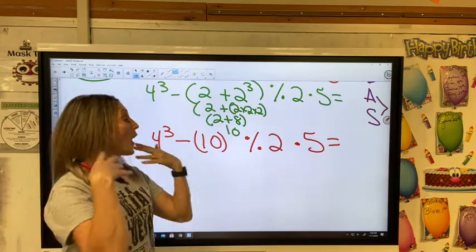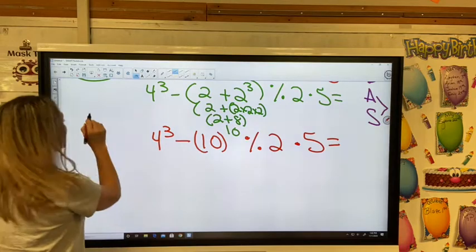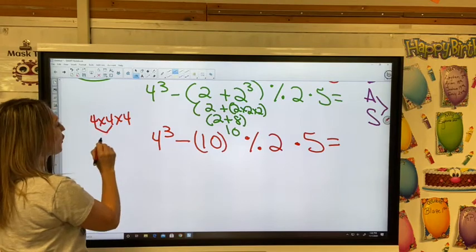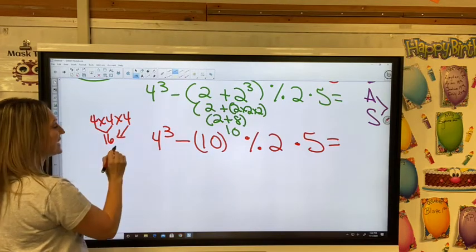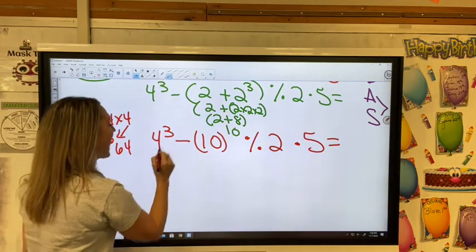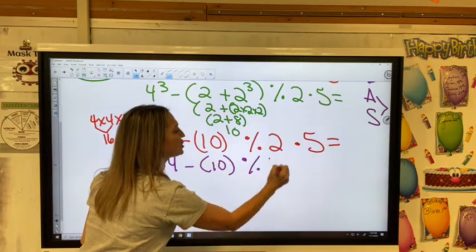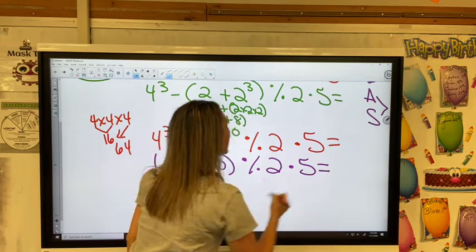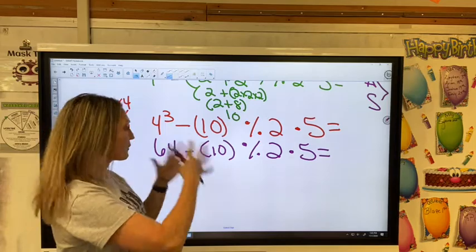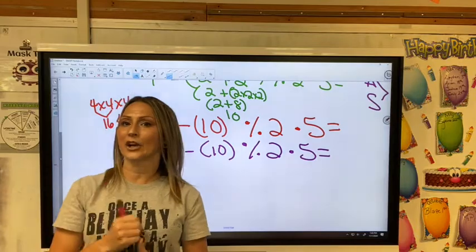I'm then going to go, are there any more exponents? And yes, there is, right here, 4 to the 3rd. So 4 times 4 times 4 is what that really means. We know 4 times 4 is 16, and 16 times 4, ladies and gentlemen, is 64. So now I can answer that. 64 minus parentheses divided by 2 times 5 equals. I'm going to move my board down just a little bit more. And as you can see, I rewrote my problem. So I've looked at parentheses, I've looked at exponents. Check, check, they're done and gone.